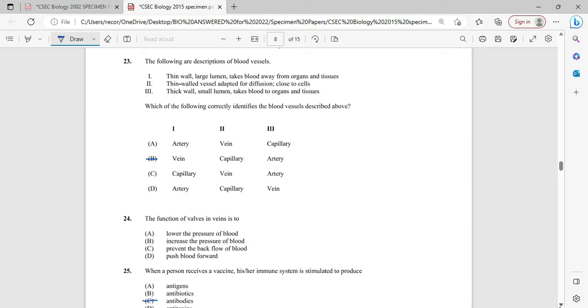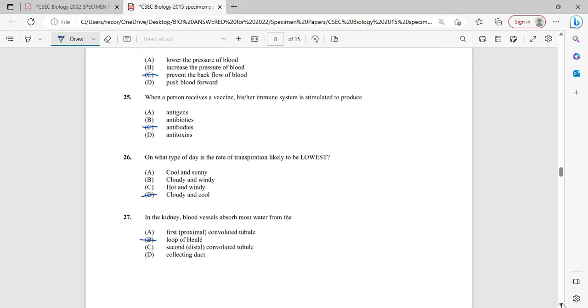The function of valves in the vein is to prevent the backflow of blood. When a person receives a vaccine, his or her immune system is stimulated to produce antibodies. 26. On what type of day is the rate of transpiration likely to be lowest? A cloudy and a cool day. 27. The kidney blood vessels absorb most water from the loop of Henle.